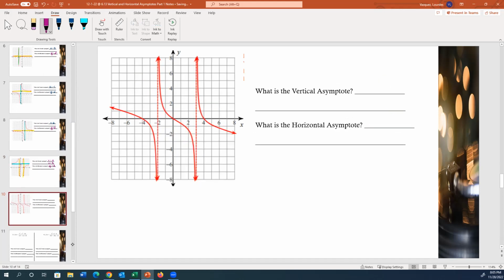Now you could try this one, pause the video and see if you could do this one. This one has 2 vertical and no horizontal, only vertical in this case, right? So we have 2 vertical. They touch the x at -2 and 3. So x equals -2 and x equals 3. And we're going to put none. There are no horizontal asymptotes here.